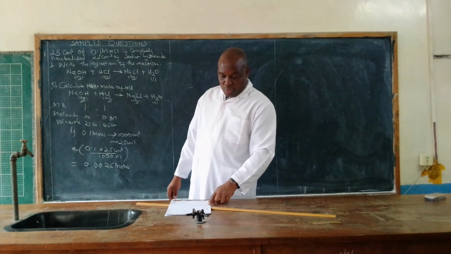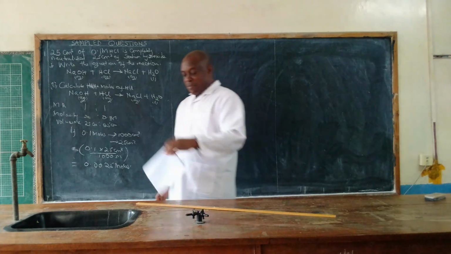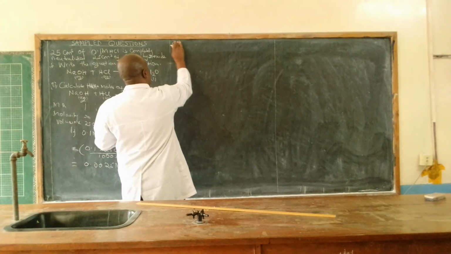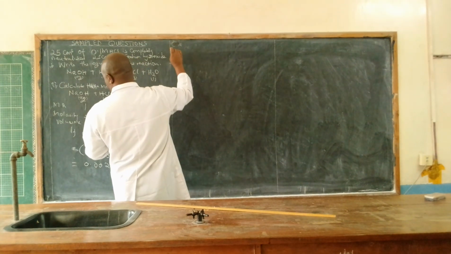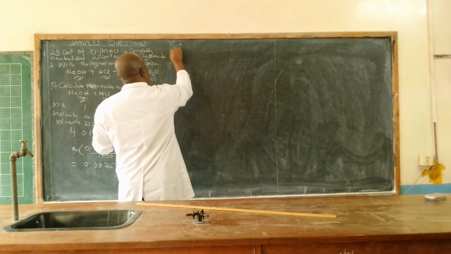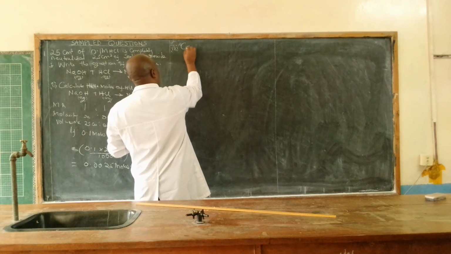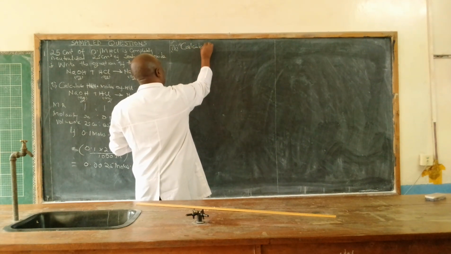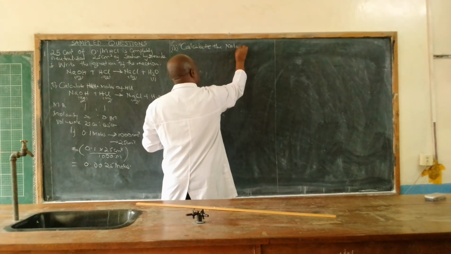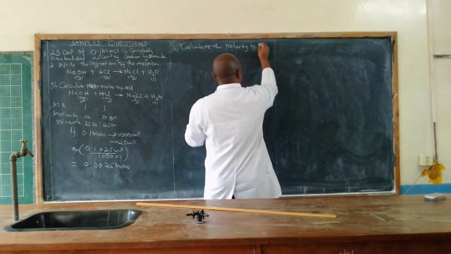So we go to question 2. Question 3. Calculate the molarity. We write here calculate. This is Roman 1, 2, Roman 3. We have been told to calculate the molarity of sodium hydroxide.